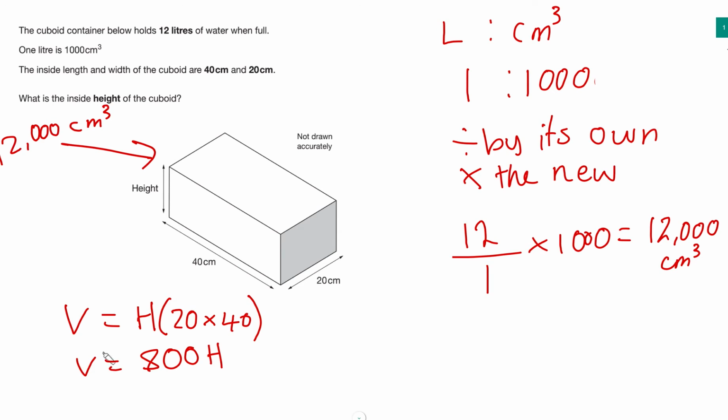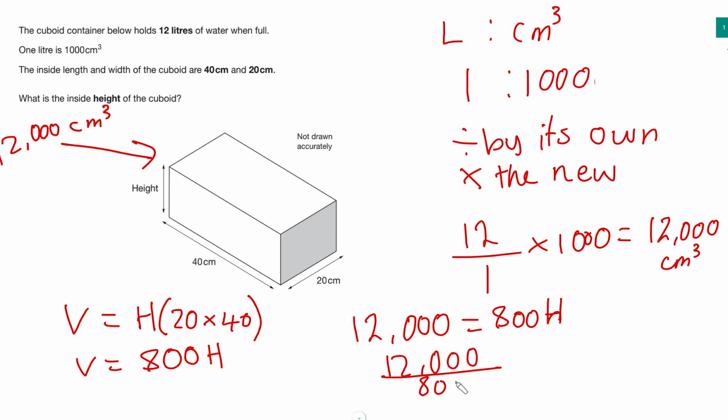Now, can we do anything else? Yes, this V, we know that volume is 12,000, so if we substitute that in, we get 12,000 equals 800 H. Actually, let's make that capital. Okay. Now, we need to solve for H, because it's asking us what's the height. So to find H, we divide both sides by 800, so 12,000 over 800, and that equals 15. So we can write therefore height is equal to 15 centimeters.